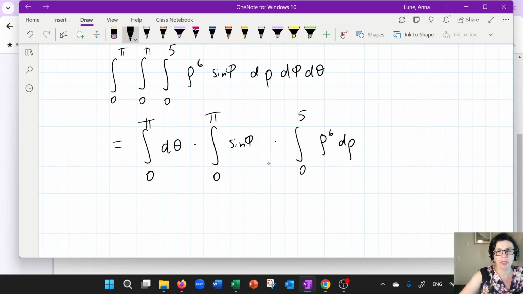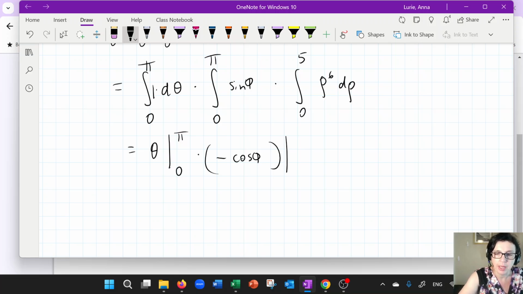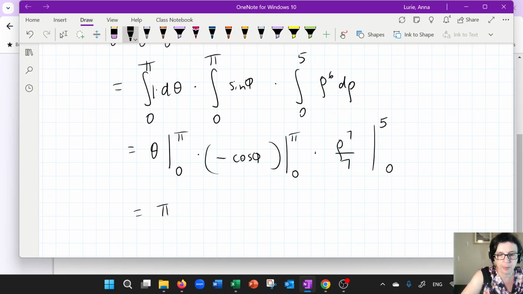Okay, now that we split them, let's compute them. The first part is pretty easy. The integral of d theta is just theta, right? Because this is just 1. And then we substitute 0 and pi. Now, the integral of sine phi is negative cosine phi. So hopefully you already know that. Substitute 0 and pi. And then here we're going to get rho to the power 7 divided by 7. And we substitute 0 and 5. Okay, so from the first integral, we just get pi.